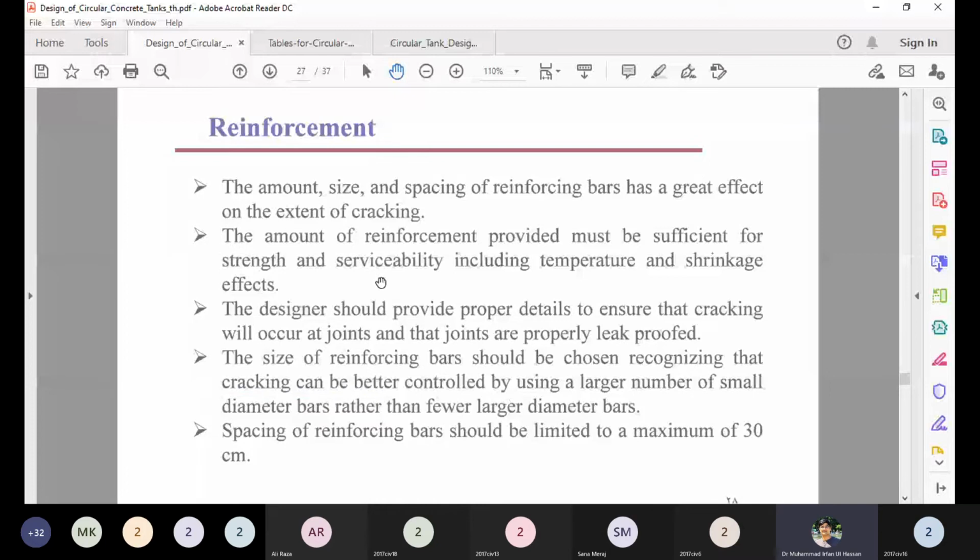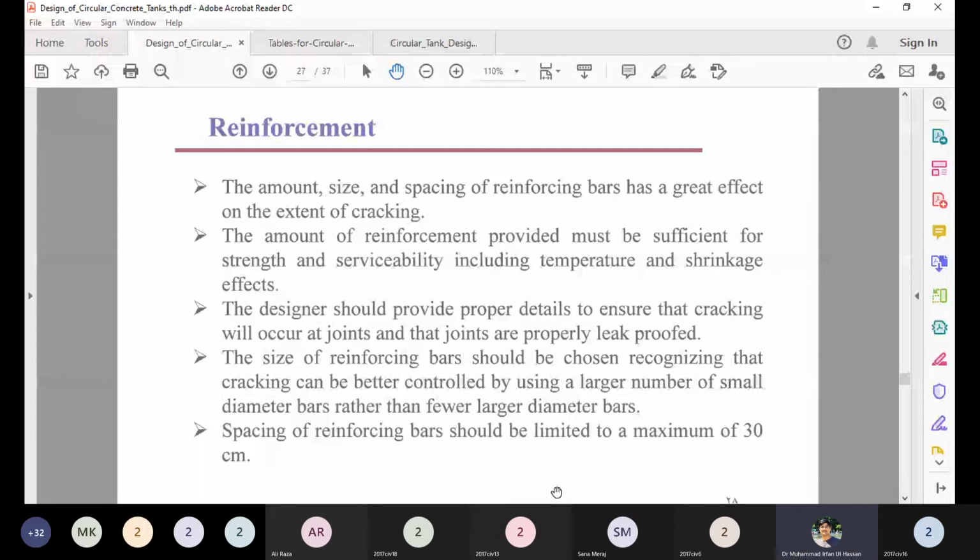Then comes the reinforcement, because the reinforcement plays an important role in controlling the extent of the cracking. This should be sufficient for controlling the strength requirements and also the serviceability requirements for temperature and shrinkage effect. Proper detailing is needed by the designer for the reinforcement. The size of the reinforcement should be chosen such that the cracking can be better controlled by using a larger number of smaller dia bars.